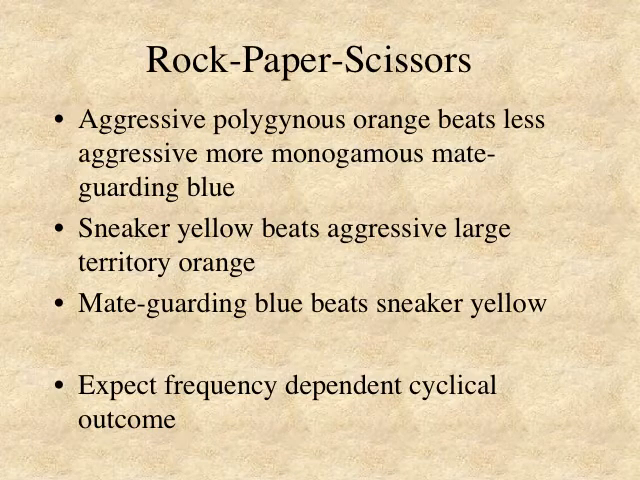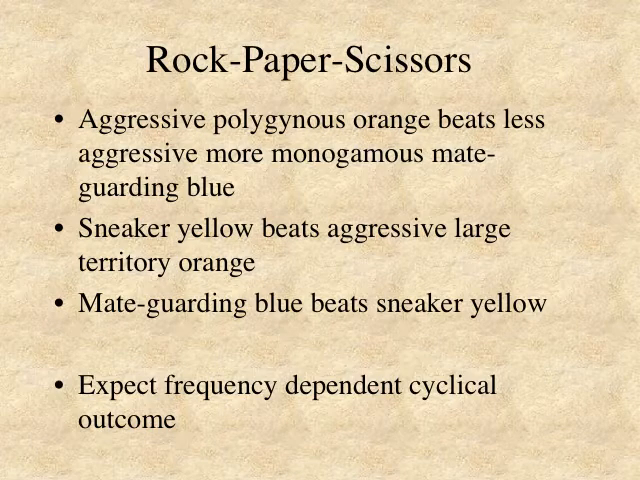Each one can beat another strategy, but can also be beaten by another strategy. And what they observed in the lizards is that these aggressive polygynous orange males beat the less aggressive, more monogamous mate guarding blue males. But the sneaker yellow males can beat the aggressive large territory orange males, but they're not successful as sneakers against the mate guarding blue males. So mate guarding blue beats the sneaker yellow.